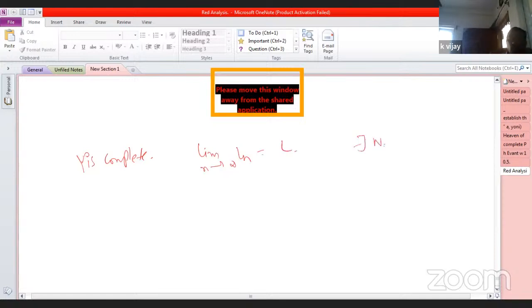So there exists an n2 condition. N1 condition was already taken here. Now I am taking the n2 condition. So there exists n such that d of ln comma L is less than, what is that value?